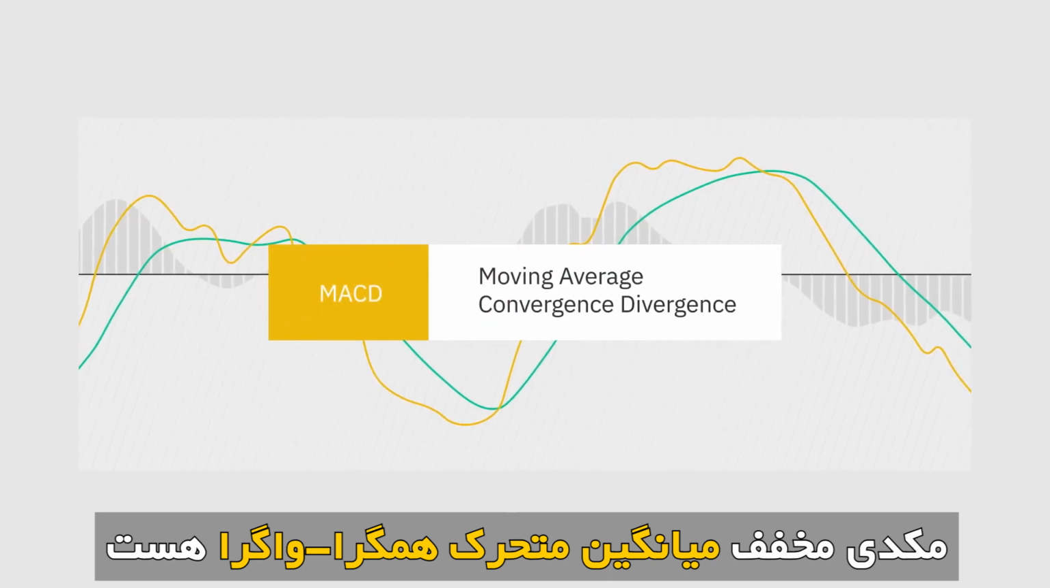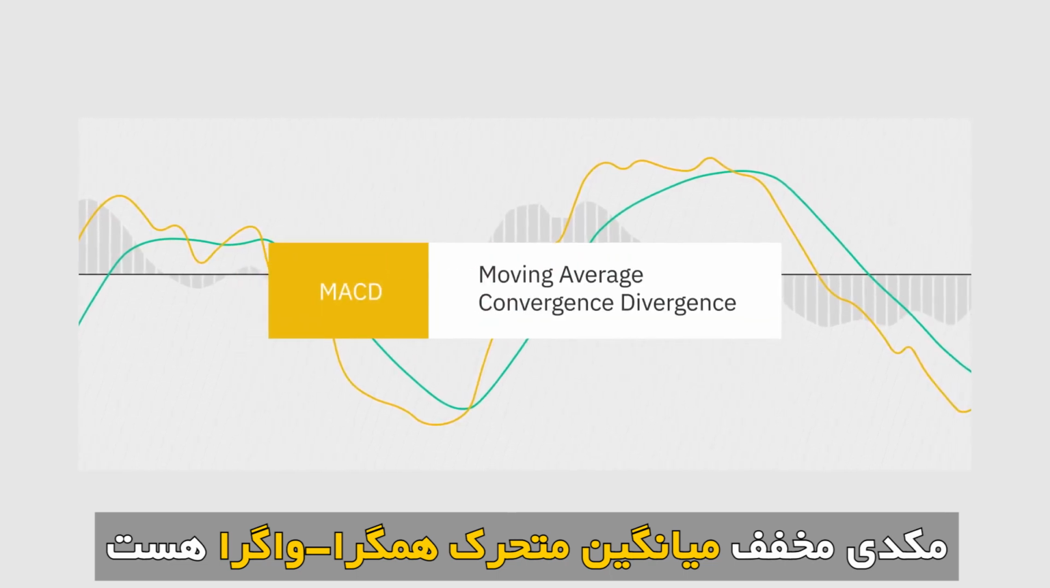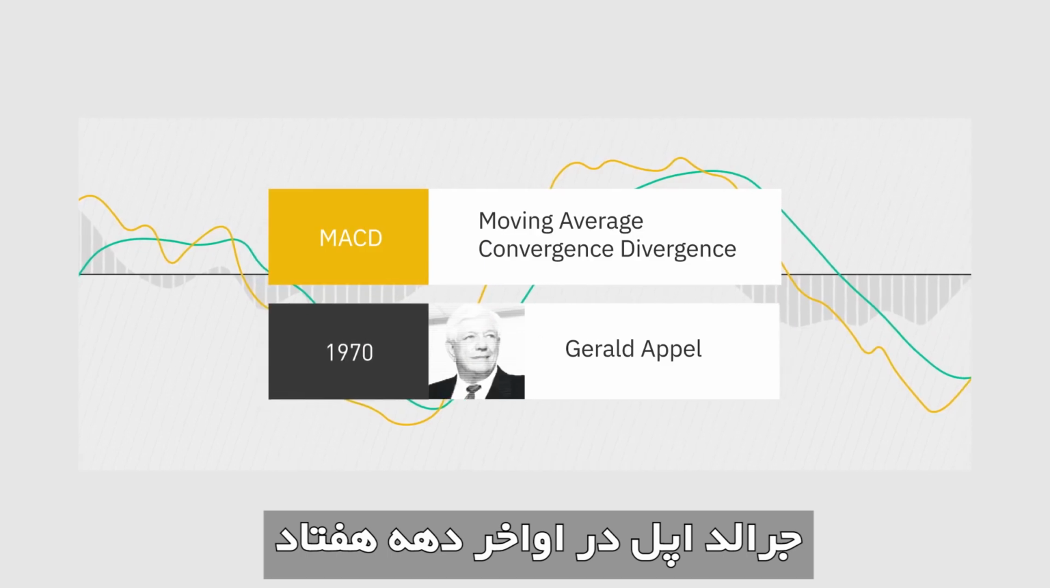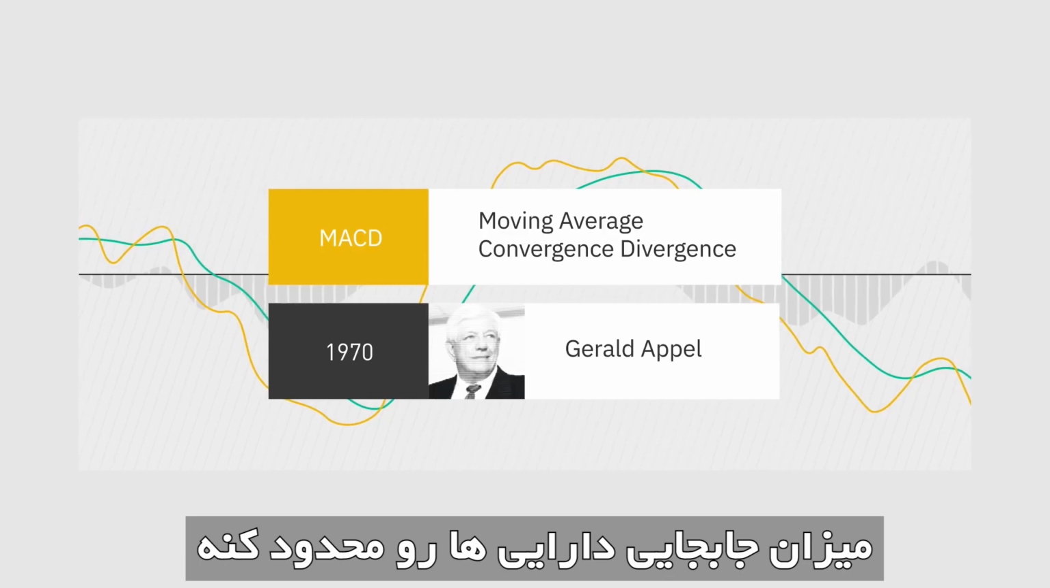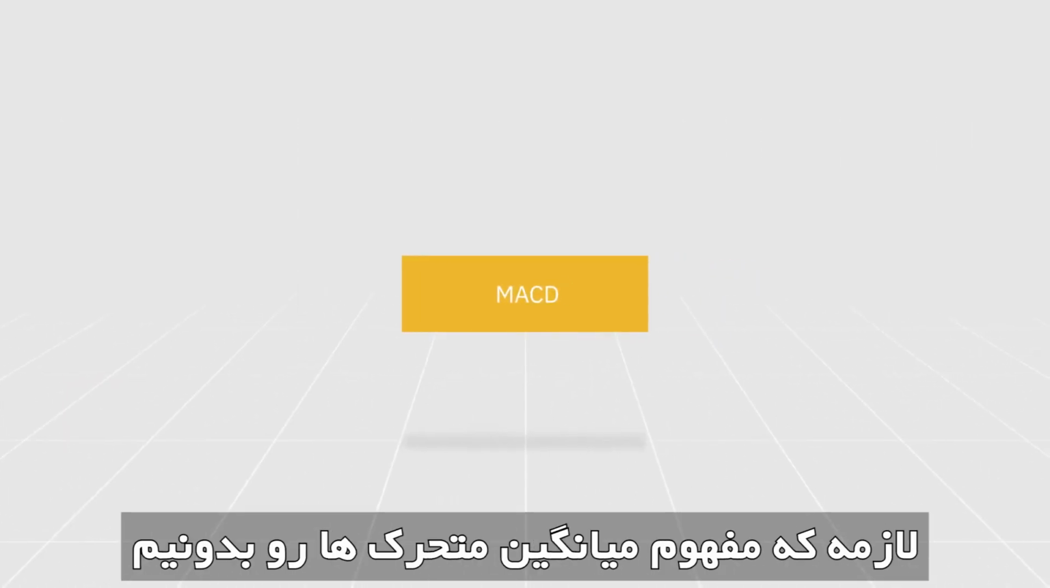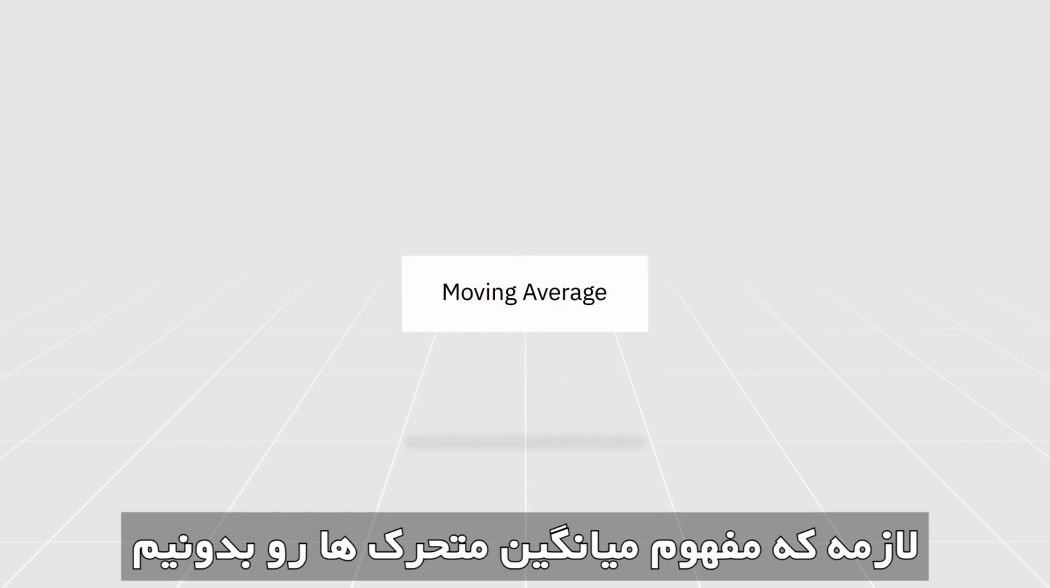MACD stands for Moving Average Convergence Divergence. Gerald Apple developed it in the late 1970s as a tool that utilizes moving averages to determine the momentum of an asset. Before diving into the mechanisms of MACD, it is essential to understand the concept of moving averages.